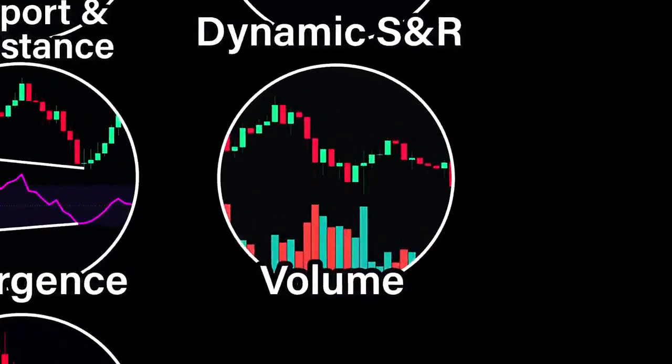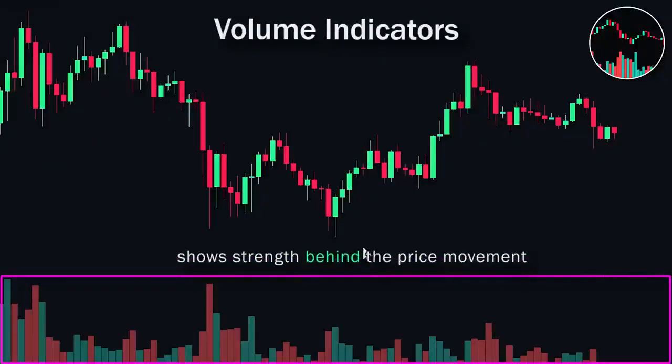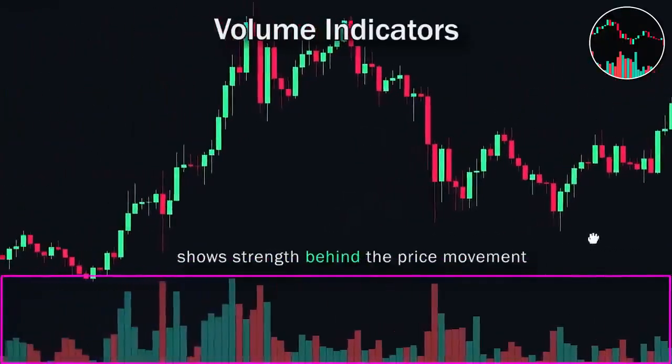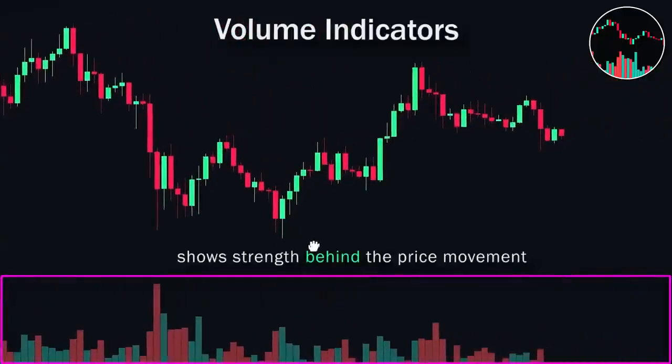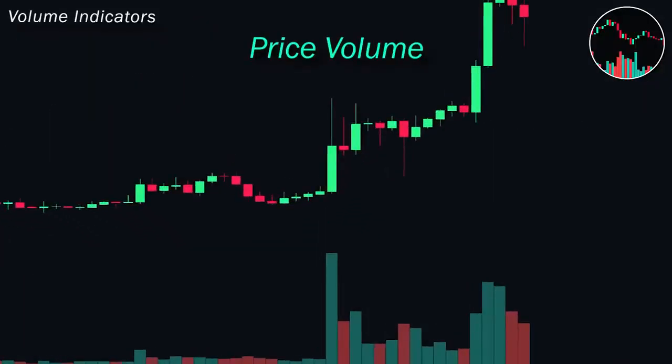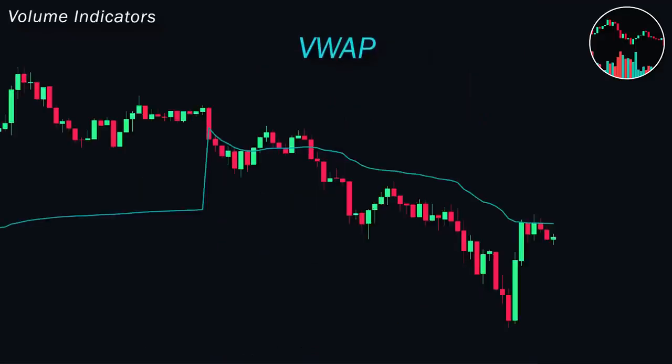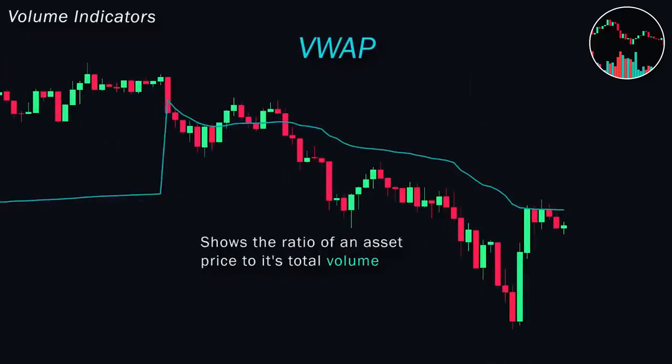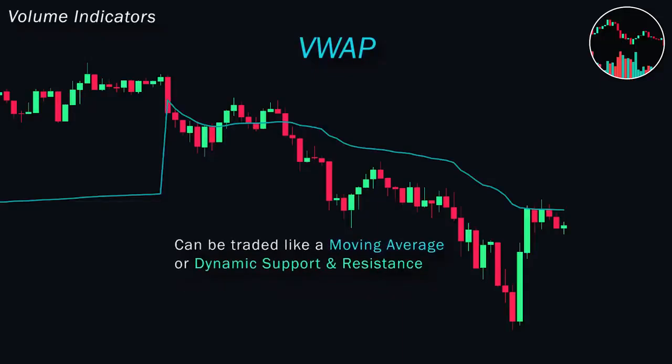Volume indicators. These are types of indicator that show the strength behind a price movement by tracking the trading volume. Notable volume indicators include price volume, which displays the volume for each candle. The longer the bar, the higher the volume. Volume weighted average price, which shows the ratio of an asset's price to its total volume. It can be traded like a moving average or as a dynamic support and resistance.